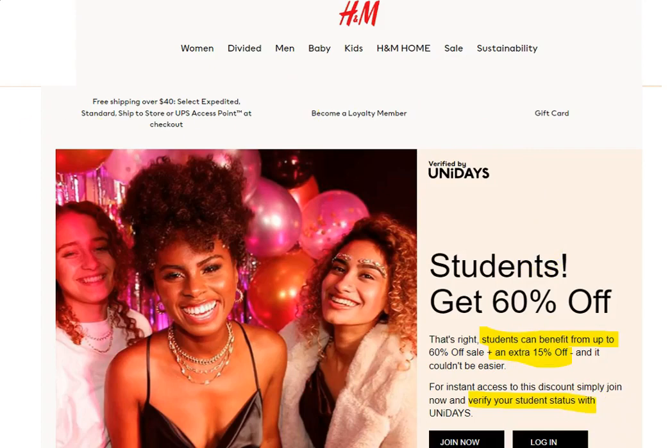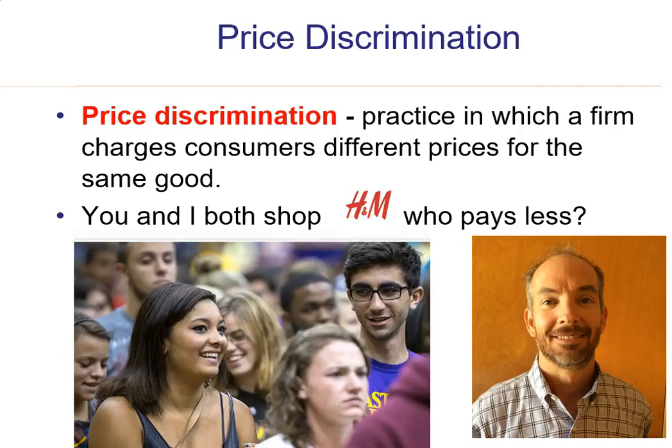There are plenty of firms who price discriminate. So here's your definition for price discrimination. It's the practice in which a firm charges consumers different prices for buying the same thing. So the question here posed is, you're a student, I'm a faculty guy, we both shop at the same store, who pays less for the same item? And the answer is you do, because H&M practices price discrimination.